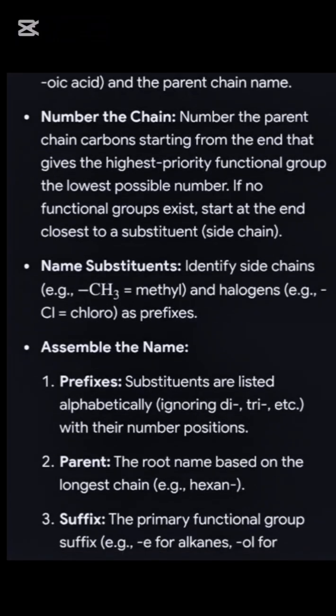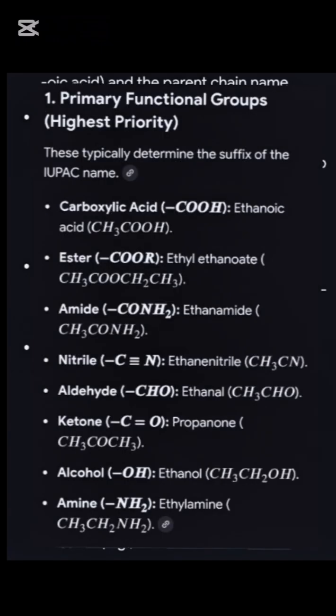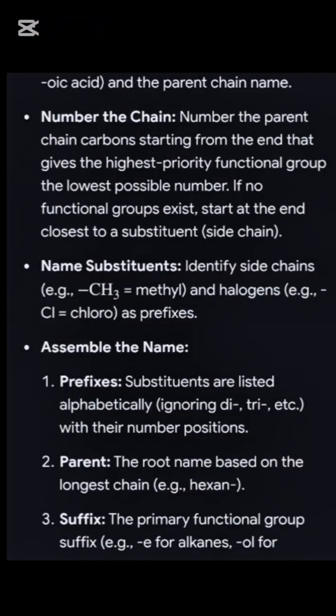The next one is to number the chain. Number the parent chain carbon starting from the end that gives the highest priority functional group. This is the highest priority functional group, so that's where I'm going to start your counting from. I want you to know this before I start solving questions on it. And we are going to pick the carbon with the lowest number.